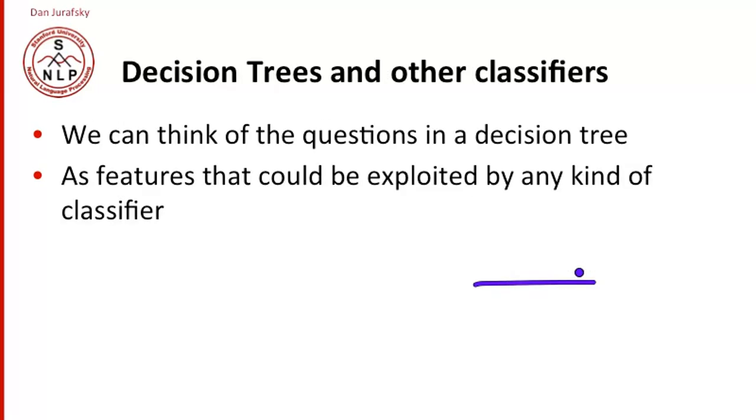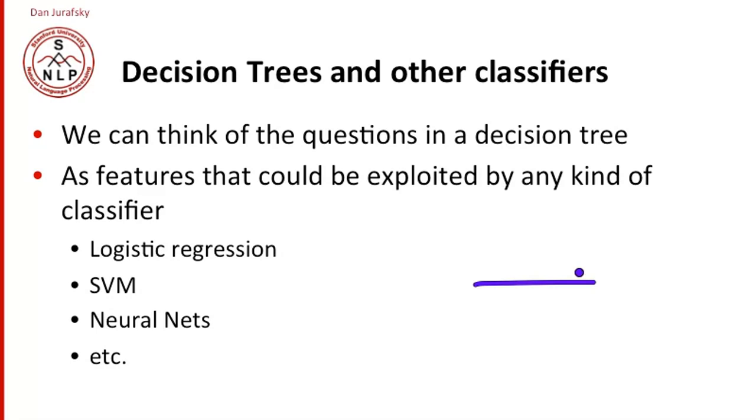Nonetheless, the questions in a decision tree, we can think of them as the kind of features that could be exploited by any other kind of classifier, whether it's logistic regression or SVMs or neural nets, some of the classifiers we'll talk about later. So this intuition that we can build a classifier, we can derive features that are good predictors of whether a period is acting as an end of sentence or not. And then we can put these features into any kind of classifier, holds for whatever classifier we're going to be using.